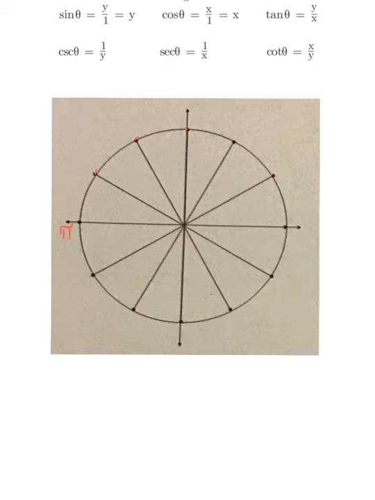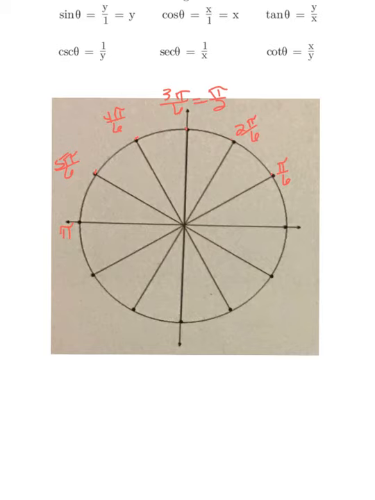So the first line would be at pi over 6. The second line would be 2 pi over 6. The third line would be 3 pi over 6, but that equals pi over 2. The next line would be 4 pi over 6, and then we'd have 5 pi over 6, and then recognize that pi could be thought of as 6 pi over 6.